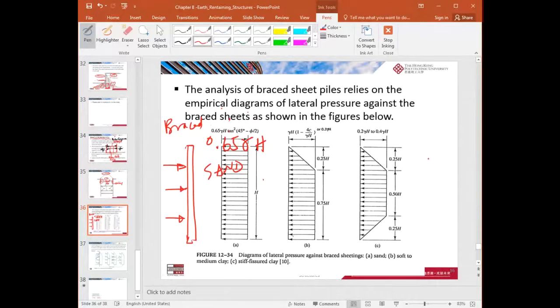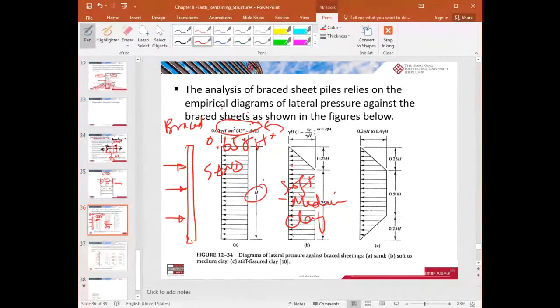times tangent square, bracket 45 degrees minus phi over 2. What about for type B, soft to medium clay, right? And here's for the soft to medium clay. You got a trapezoidal distribution.